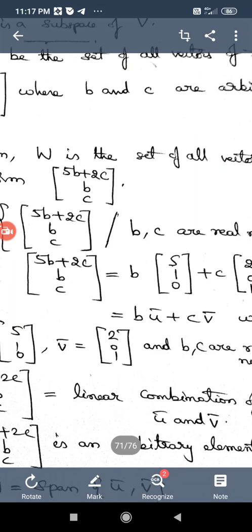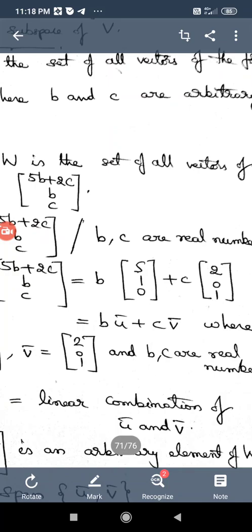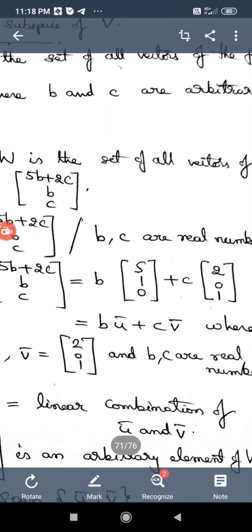Now consider the column vector (5b plus 2c, b, c). In fact, it is an arbitrary element of the set W. And this is equal to b times (5, 1, 0) plus c times (2, 0, 1). How could I express this like this?